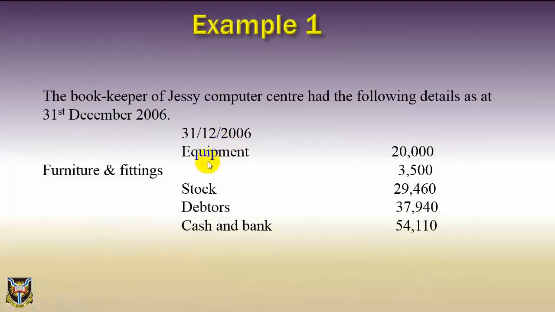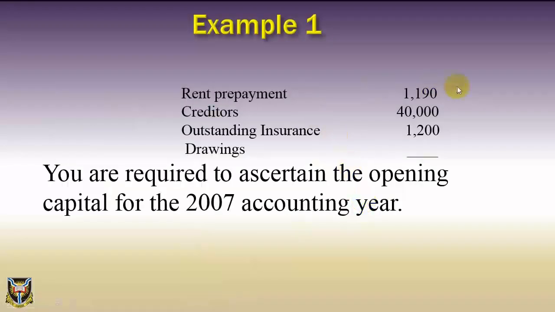31/12/2006. Equipment, 20,000. Furniture and fittings, 3,500. Stock, 29,460. Debtors, 37,940. Cash and bank, 54,110. Rent prepayment, 1,190. Creditors, 40,000. Outstanding insurance, 1,200. Drawings, nil. You are required to ascertain the opening capital for the 2007 accounting year.